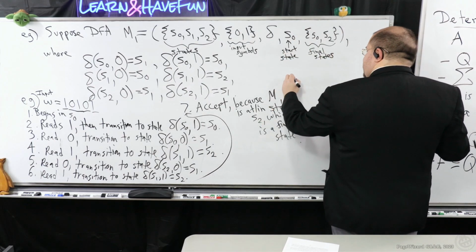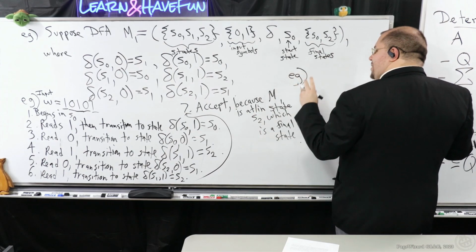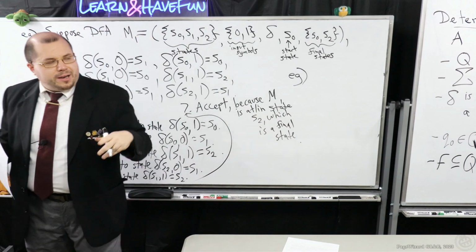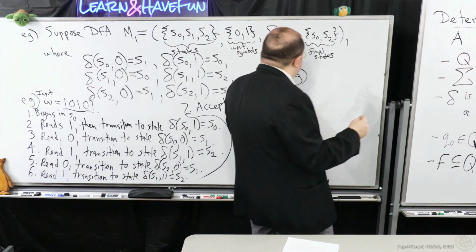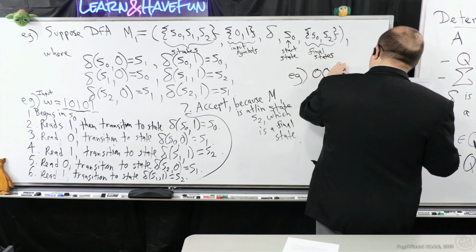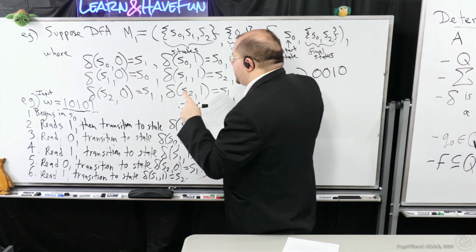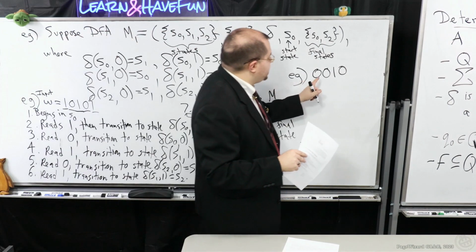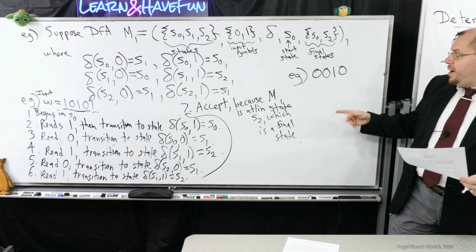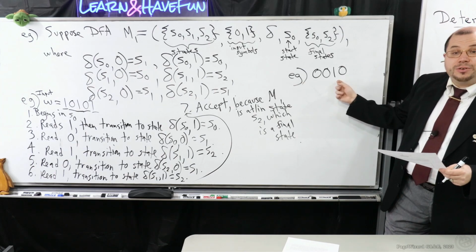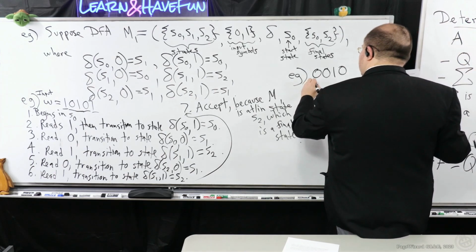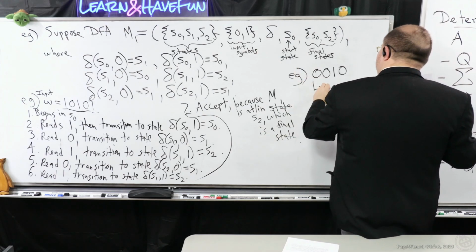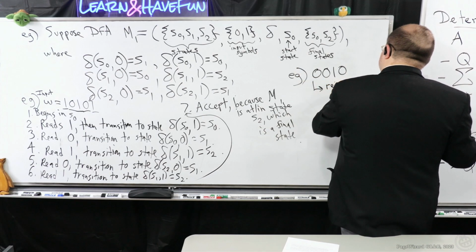So I'll give you another example, though I'm not going to work this one out for you. It's going to be in the notes. Here's another string, 0, 0, 1, 0. Imagine I give you that as the input string. I will tell you that in this case it will actually reject. So I want you to go through the same steps using the transition function, and this one will reject.